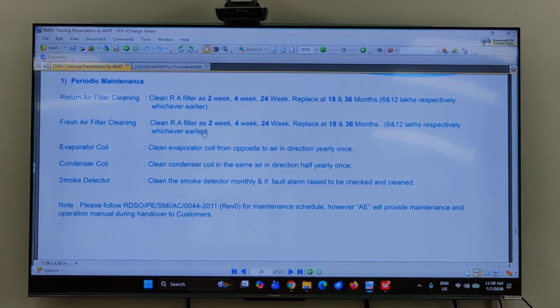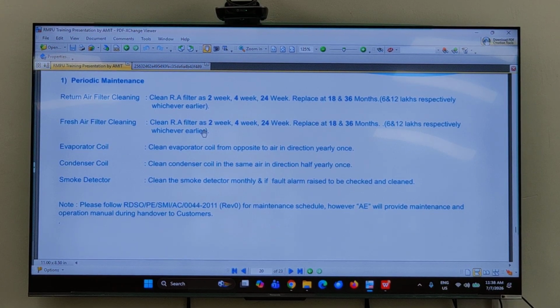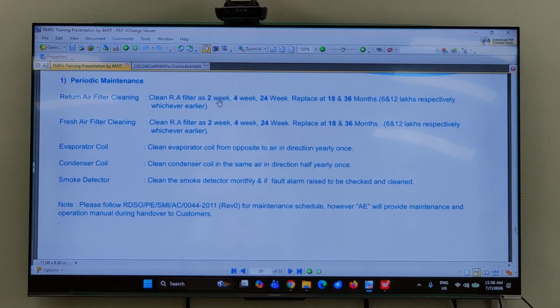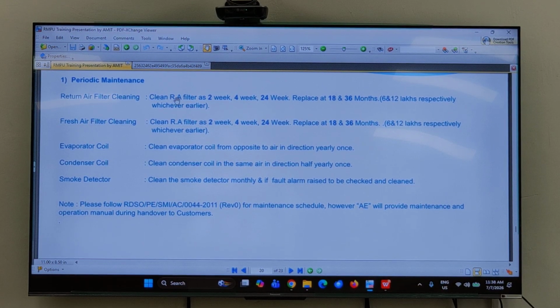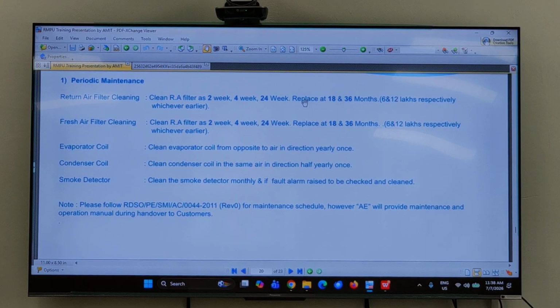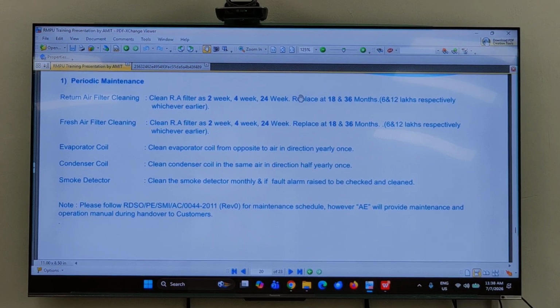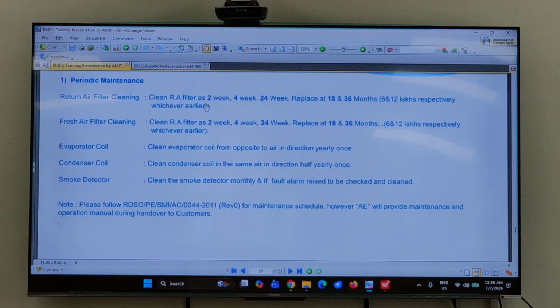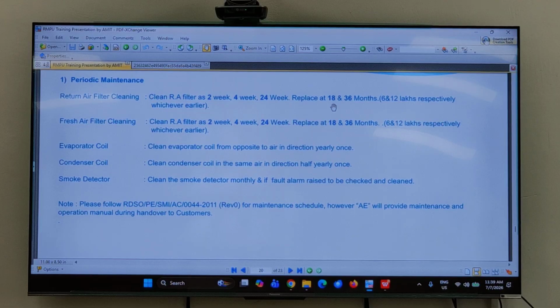And these are the periodic maintenance. I think here already we are doing this. So cleaning of return air filter: 2 weeks, 4 weeks and 24 weeks. Cleaning of the filter, and at 18 months or 36 months we are going to change the filter.